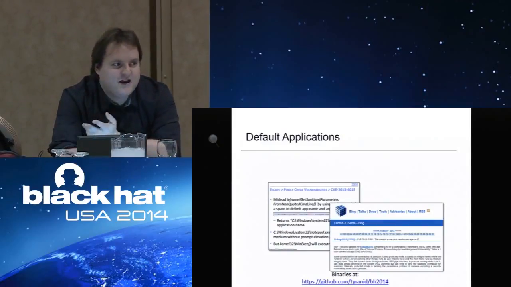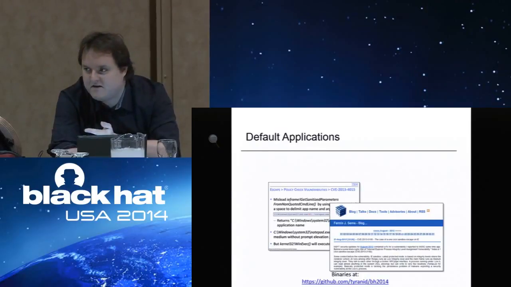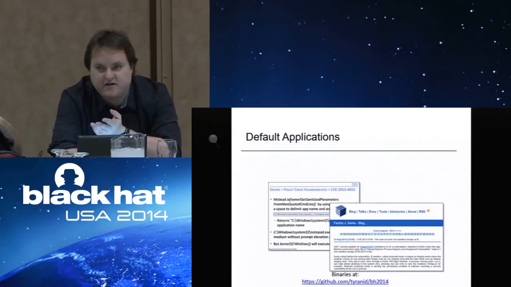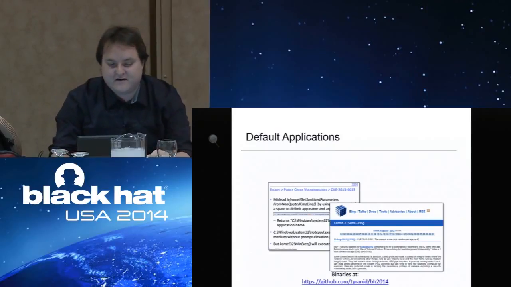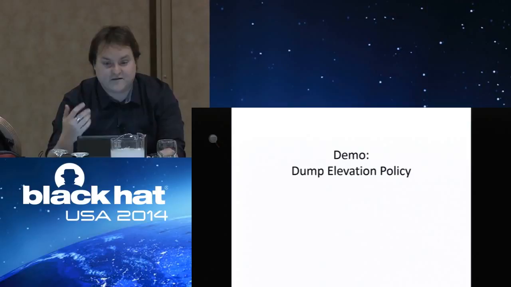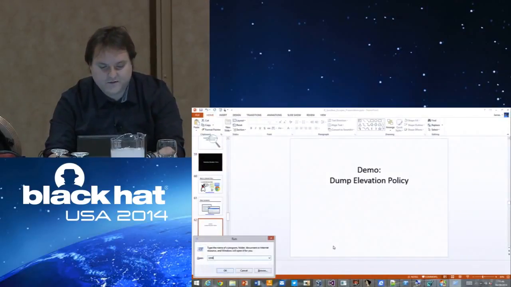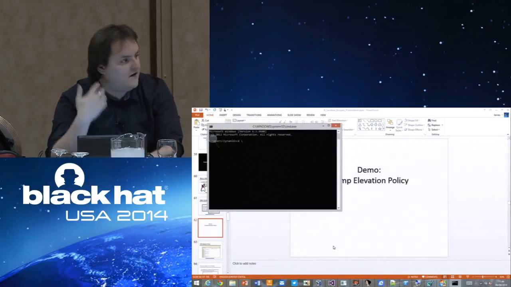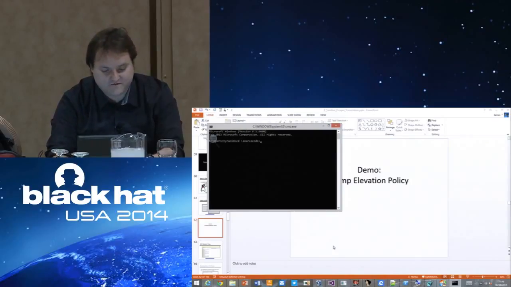But of course, we just want to look at default applications, because if you're finding a sandbox escape, you want the most coverage, the most available systems to exploit. And there have been various vulnerabilities found in this area before. So let's have a look at the elevation policy itself. I've got a little tool which we can run to just read the elevation policy from the registry and dump it to the console.